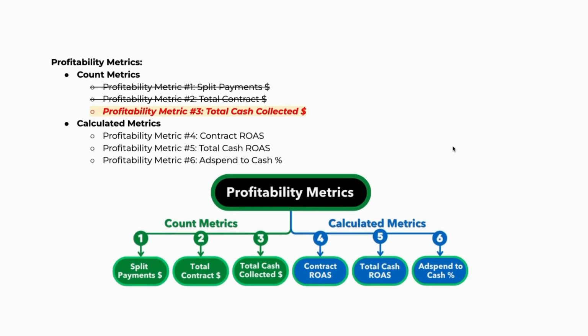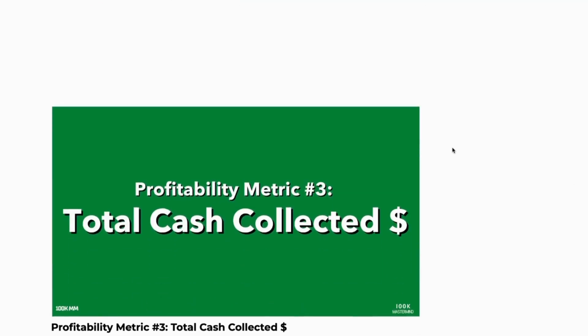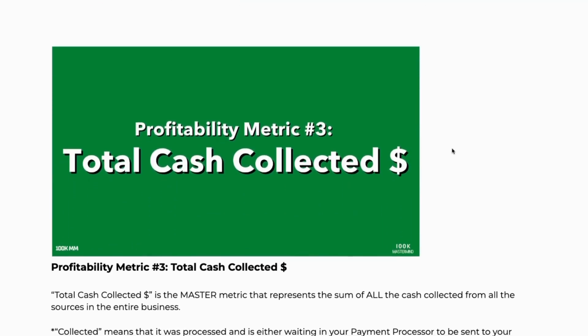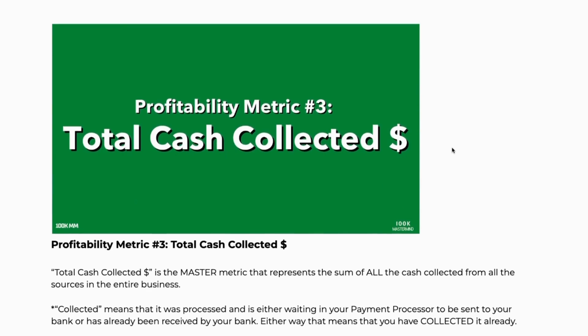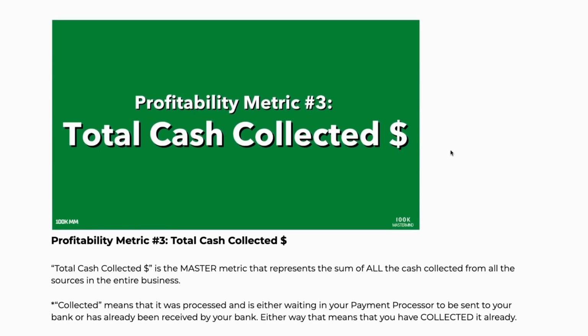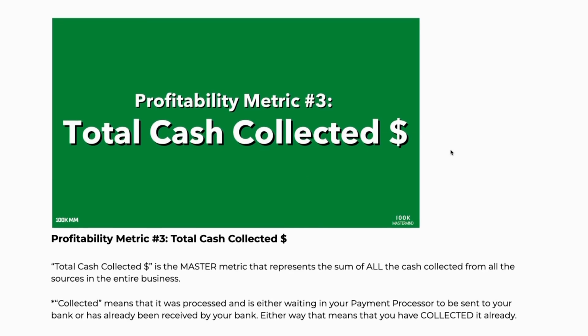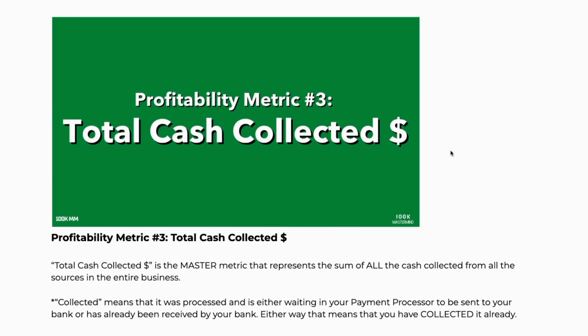Now let's go ahead and talk about the third profitability metric, which is going to be total cash collected. So total cash collected is literally the master metric. It is literally what represents the sum of all of the cash that was collected from all of the sources in the entire business. And note, collected here means that it was processed, right? Either that it's waiting inside of the payment processor to be sent over to our bank, or that has already been received by the bank, right?